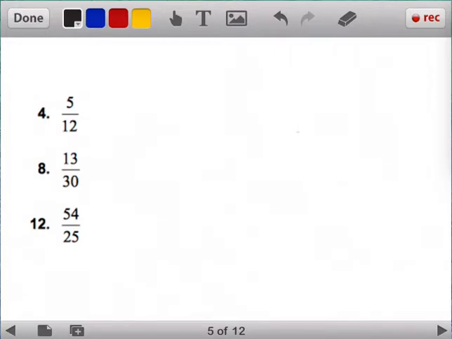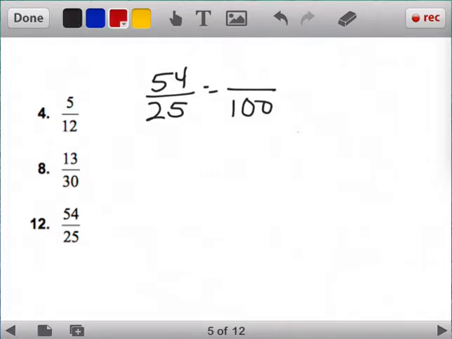I am going to move on to number 12, 54/25. And I know 25 is a factor of one of our powers of 10. It's a factor of 100. So I can do equivalent fractions. And if I chose, I could do the division. The division will work. And it works all the time. This is a special situation that the equivalent fraction works.